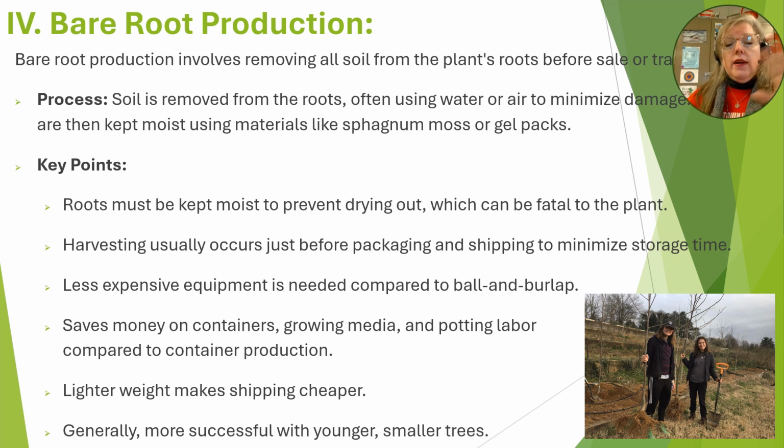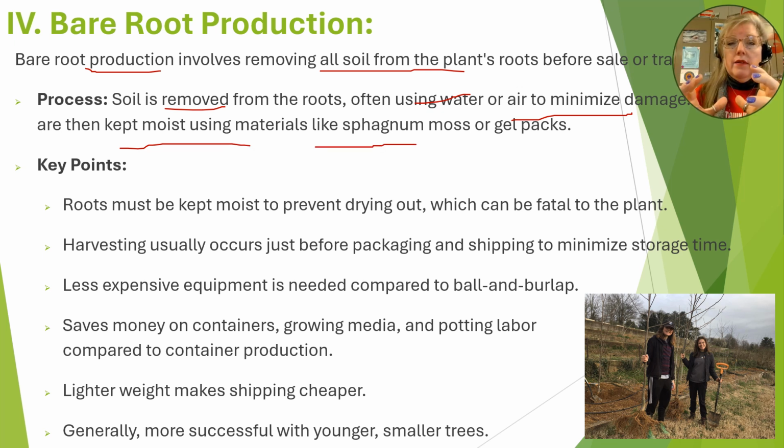Now, this is another way to get around the root ball and burlap. This is bare root production. You remove all the soil off the roots before you sell it or transport it. The soil is removed using either water or air to minimize the damage, and then you keep the roots moist using material like sphagnum moss or gel packs. So you take the dirt out and then pack it with moss or something. And so the roots have to be kept moist. This is more important even than the other. It can be fatal to the plant if you let these roots dry out.